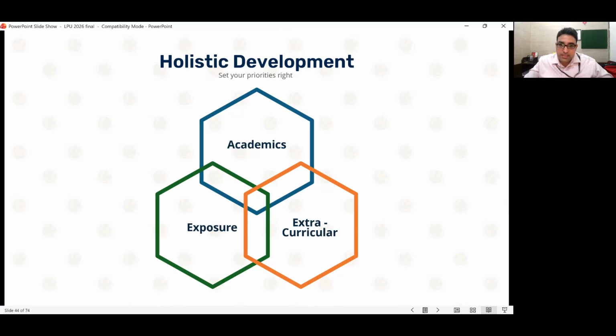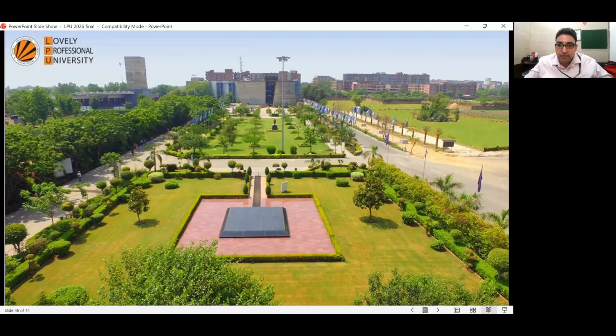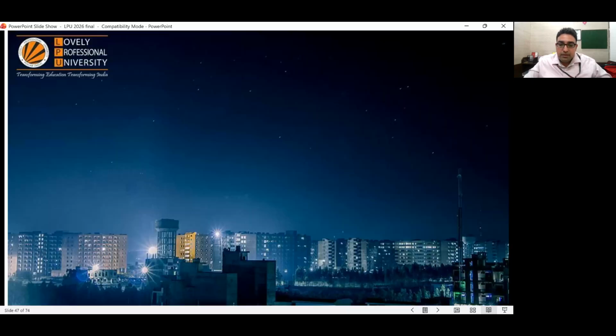Now, as I have told you, holistic development and inclusive growth set your priorities right with academics, exposure, and extracurricular activities. Infrastructure simply doesn't mean the bricks and the walls and the buildings, but it reflects an aura of the university or of the campus. So we are a lush green campus, and we have secured 7th position in India in terms of Go Green, Go Clean, Swachh Bharat Abhiyan. We are doing it marvelously. This is a night view.